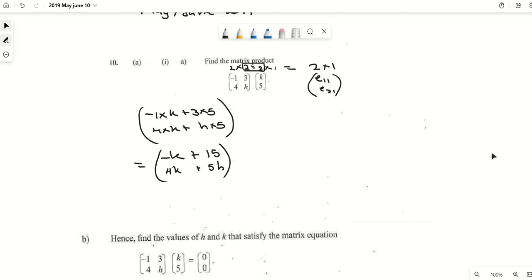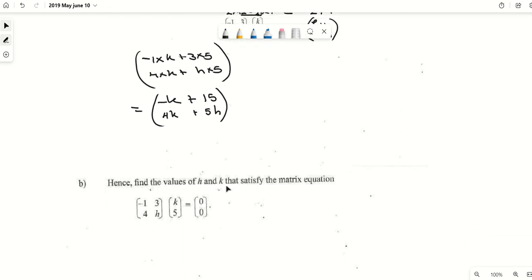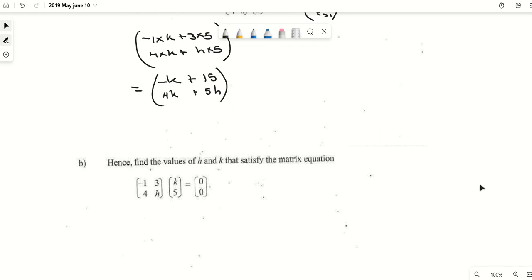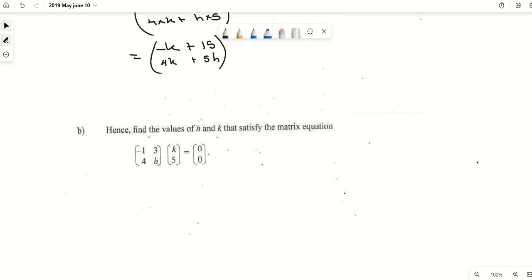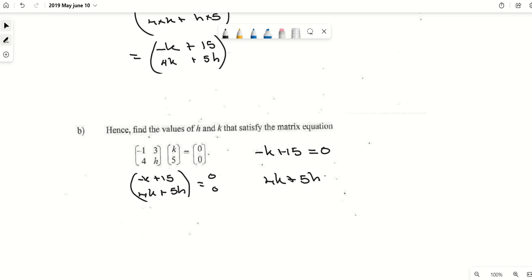Right, and then they said, hence find the values of H and K satisfying the matrix equation. So they're already telling you when you multiply these two, which was minus K plus 15 and 4K plus 5H, right? This is equal to 0, 0. So this top part is equal to 0. So minus K plus 15 is equal to 0. And then 4K plus 5H is also equal to 0. So we always want our unknown to be positive. So you're going to carry across minus K to be K will be equal to 15.